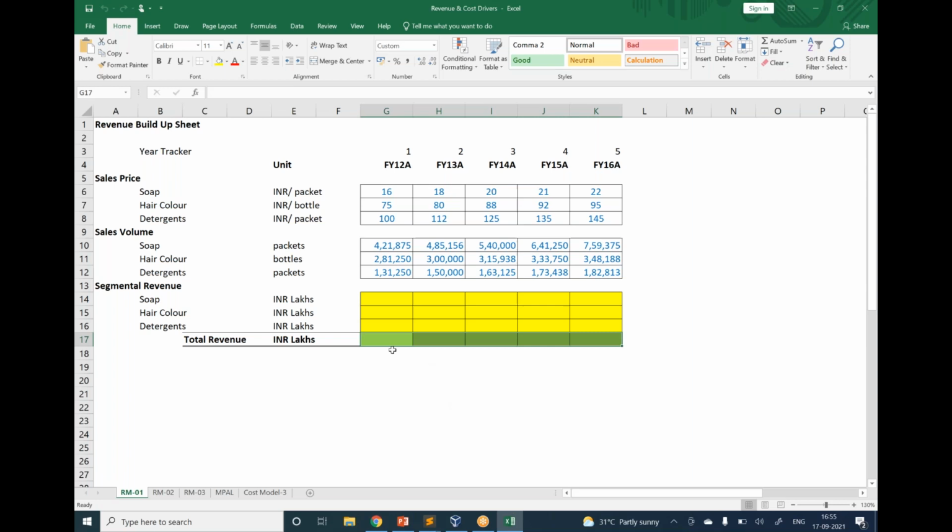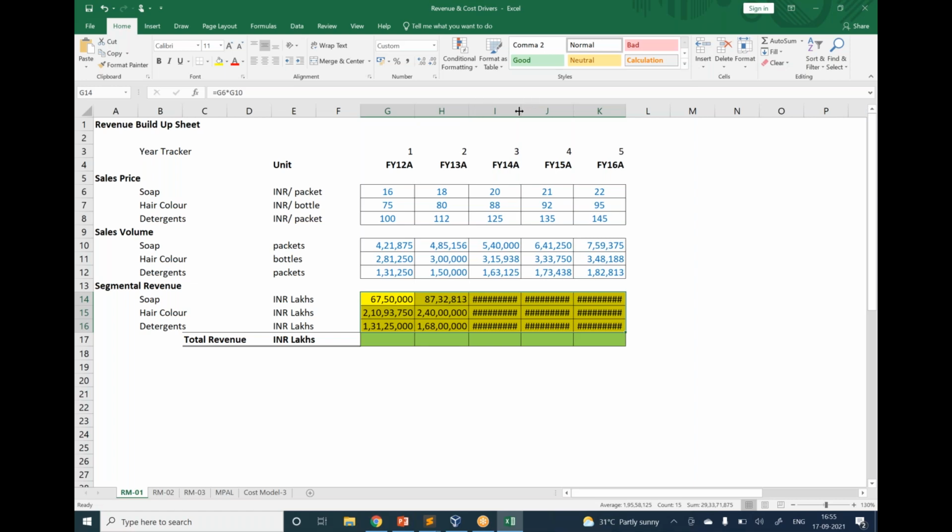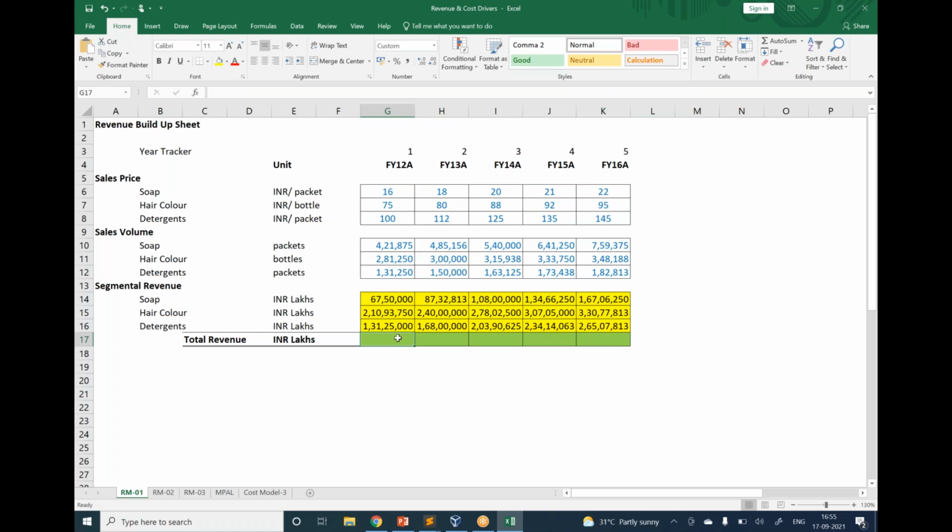Let me show you. All of you would have done the same thing, right? Equals soap into number of packets, 4,21,871 soap packets. Each soap packet is 16 rupees, so selling price into quantity. If you're getting a hashtag, just double click between the columns and you will be able to see it. Then you added it up. How many of you got the same answer? Type 1.